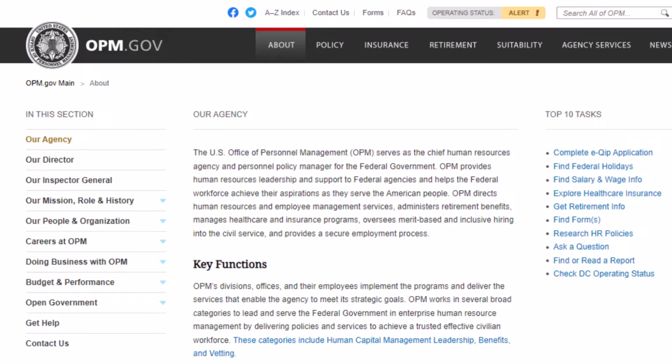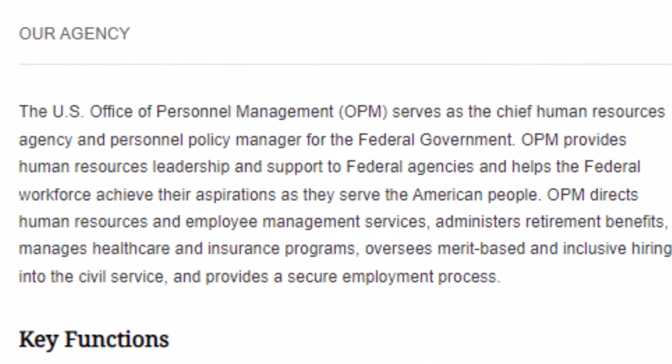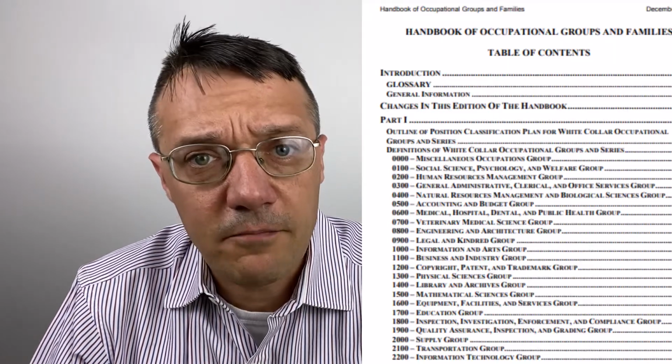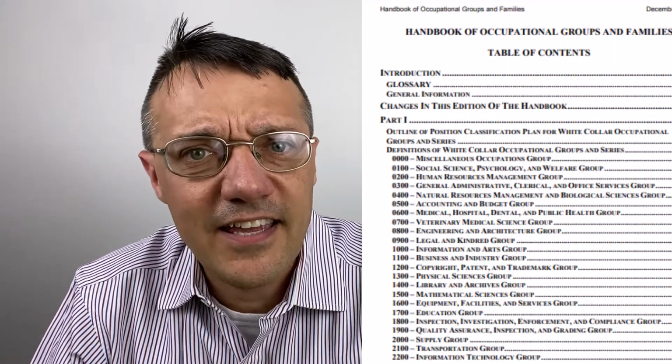Now, in an earlier video, I laid out all of the Office of Personnel Management's tools to make writing a position description easier. And today I'm going to show you how to reverse engineer them. But before I can do that, I got to recap. Office of Personnel Management is the chief human resources agency for all federal agencies. OPM has a handbook that divides out all federal jobs into groups or families and series, kind of like branches and MOSs.